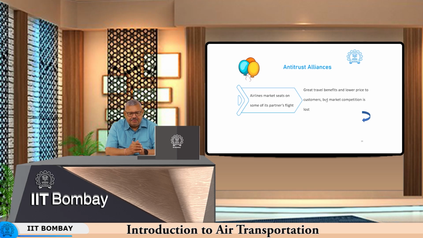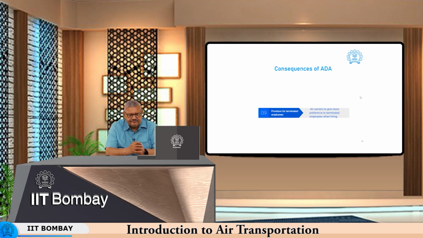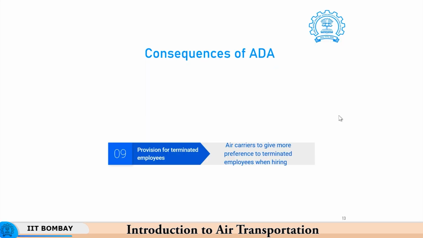This is great because it gives travel benefits and lower prices to the customers, because customers now have a wider choice. But because of this, the competition between airlines, which ultimately leads to efficient operations and reduction in fares, is lost. So, if you have antitrust alliances between two airlines, then effectively they are working together and therefore the competition is reduced. So, CAB was given the power to grant antitrust immunity between carriers, and there was also a problem in the aviation industry at that time, that people were terminated very quickly. So, let us say an airline opens up a new route and you find after some time that that route is not profitable, you simply fire everybody.